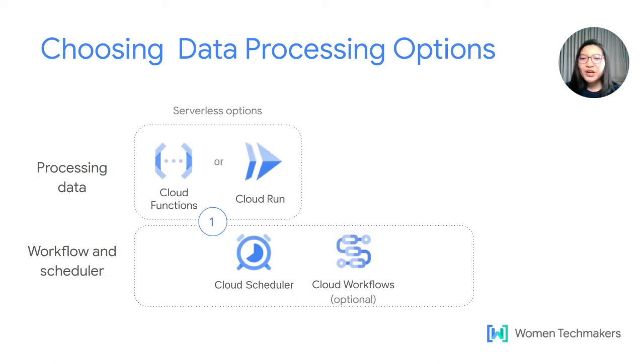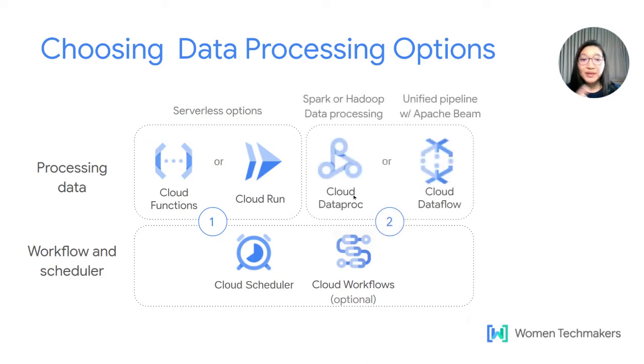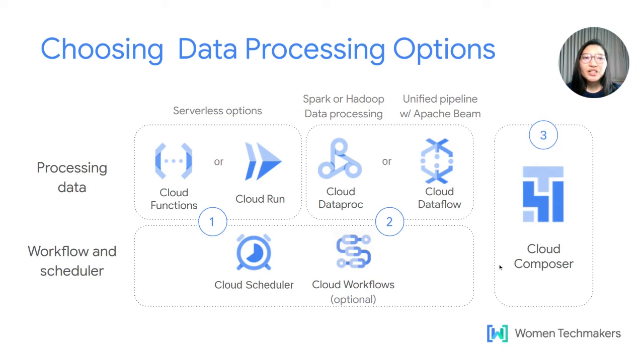For processing data, the first option is the serverless option. We have Google Cloud Functions and Cloud Run, where you can create an endpoint to process data on demand. These two scale well as well. We will look into the details in a later slide. The second option is for processing big data. We have Cloud Dataproc and Cloud Dataflow here. And the third option is Google Cloud Composer. Cloud Composer is the managed Airflow service that can cover both the data processing part and the workflow and scheduler part.